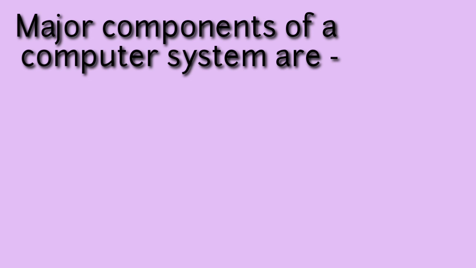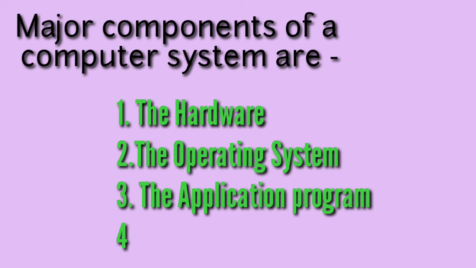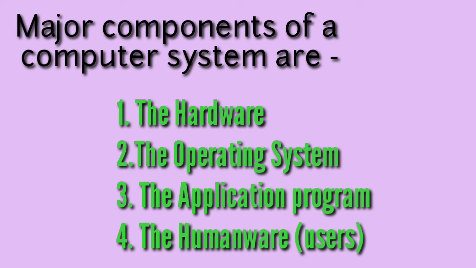Now let us see the different major components of a computer system which are required to operate the computer. Those are hardware, which are the physical parts of the computer. Then we need an operating system to create a link between the user and the hardware. Then we need application programs, which include the linkers, compilers, translators and the different utility programs which help for the proper functioning of the computer. And then the most important component of a computer system is the humanware, meaning the users.